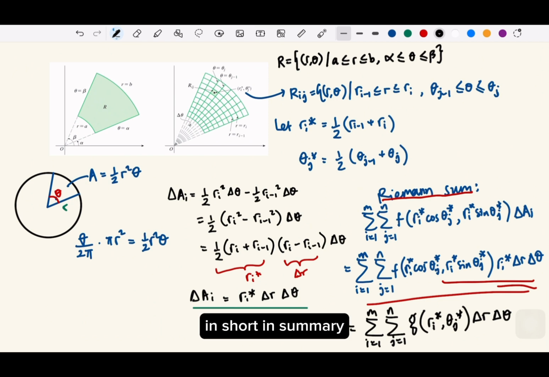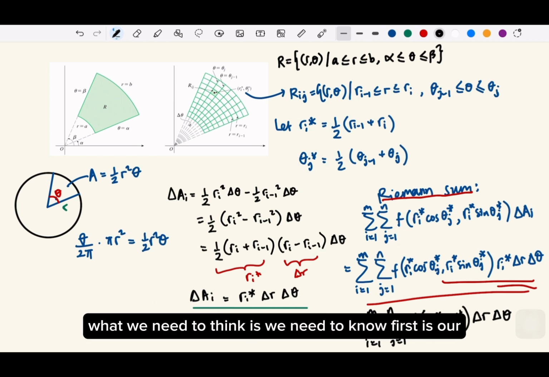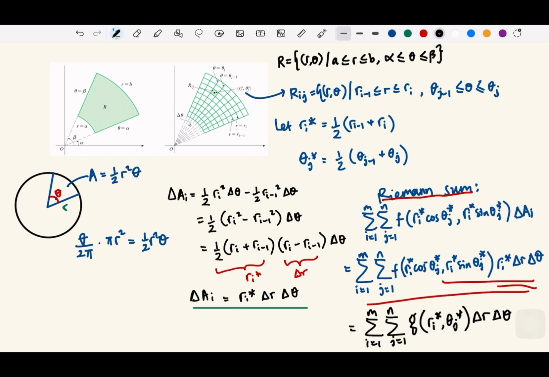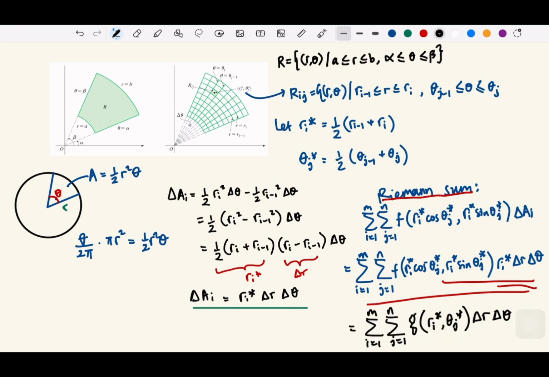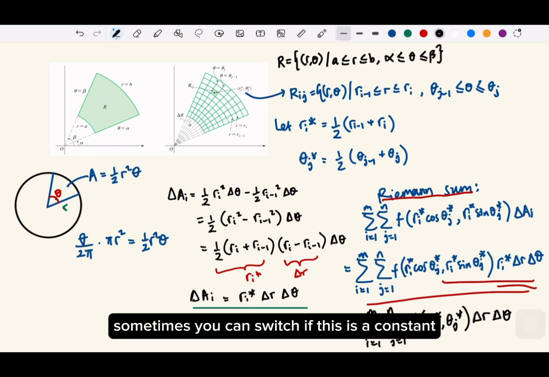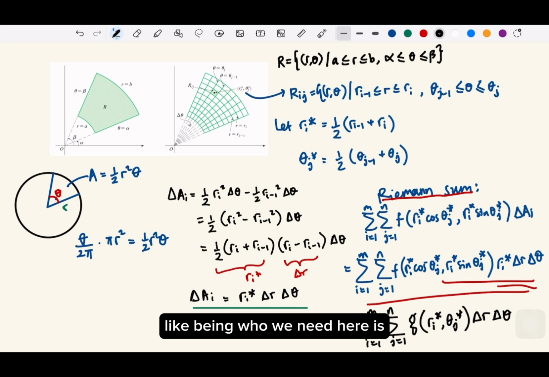In summary, for the double integral, we first need to know r as our endpoint, and the second is theta. It should be written as a double integral, and always r is the outside and theta is the inside. Sometimes you can switch if this is a constant, like the Fubini theorem. But if it's not a constant, then we need to find a way to compute the double integral.